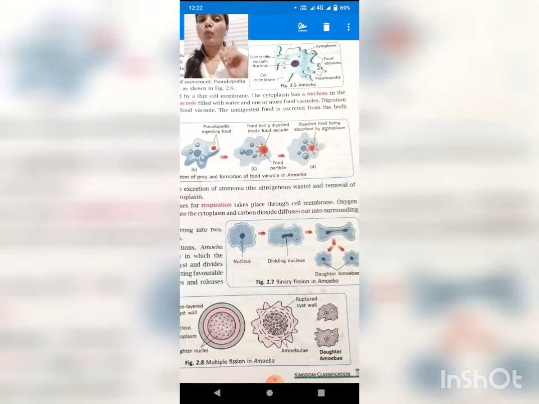So when one cell is divided into two, it is known as binary fission. When one cell is divided into various cells or multiple cells, that is known as multiple fission. In binary fission, two cells are formed. In multiple fission, multiple cells are formed.